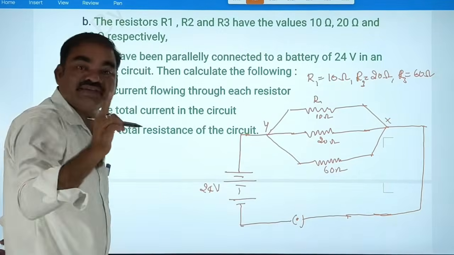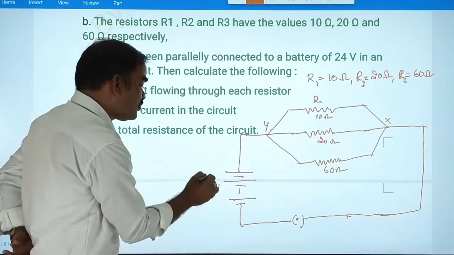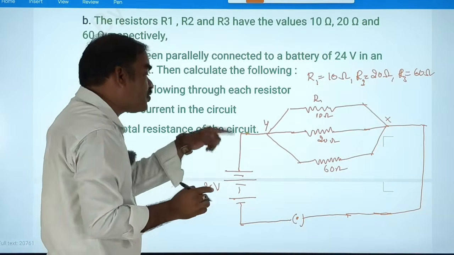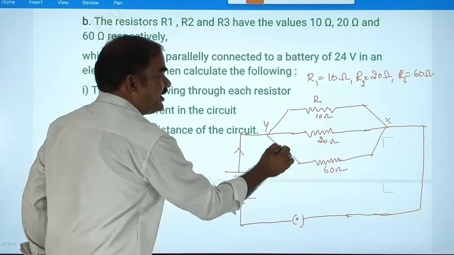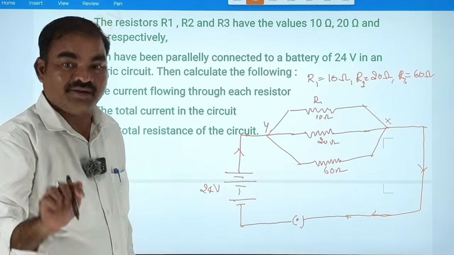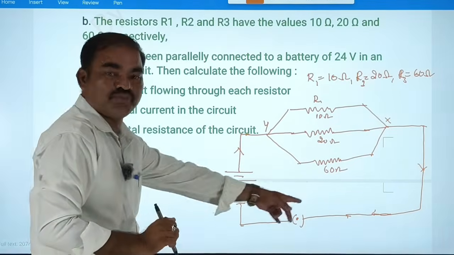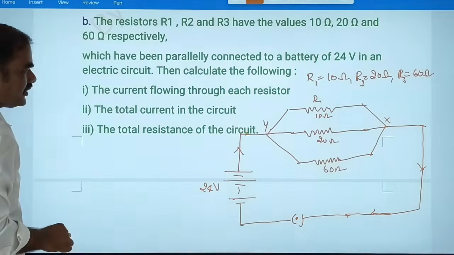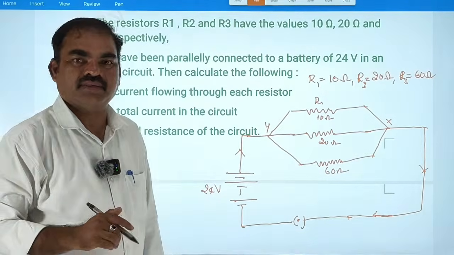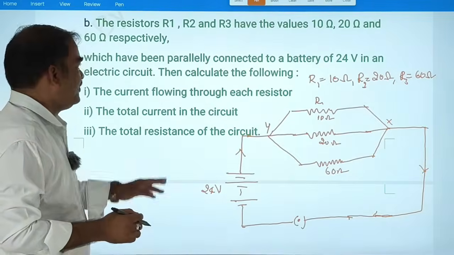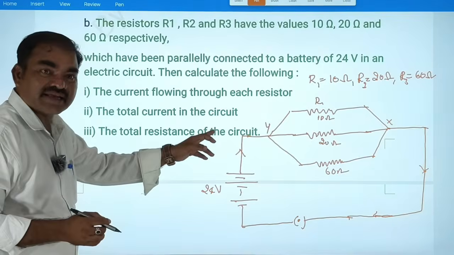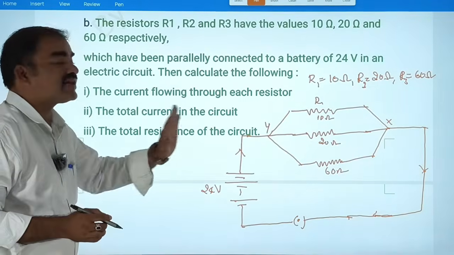Okay, one more important thing you have to remember here is to mark the direction of the current. We know that current always flows from positive to negative, but electrons flow from negative to positive. Here we have to calculate the current flowing through each resistor, the total current in the circuit, and the total resistance of the circuit.